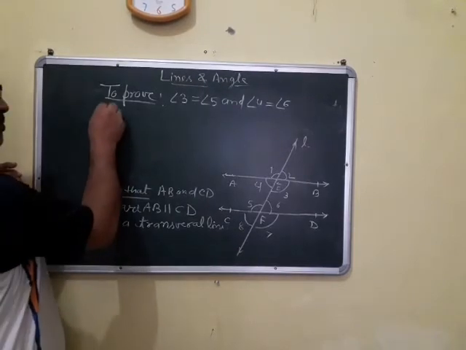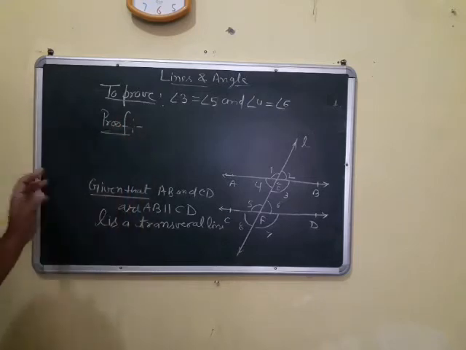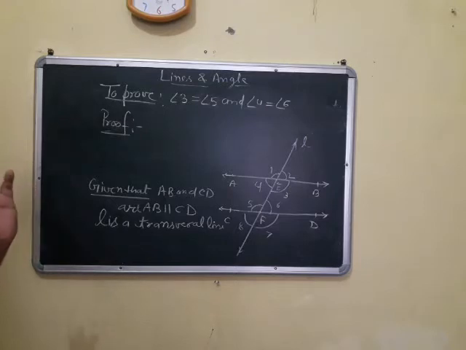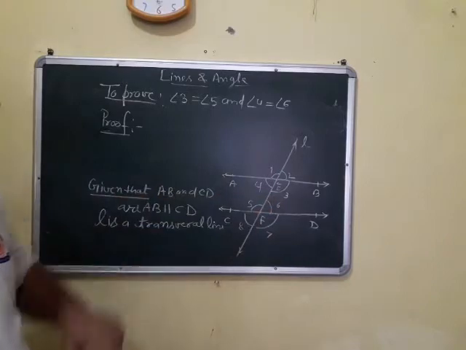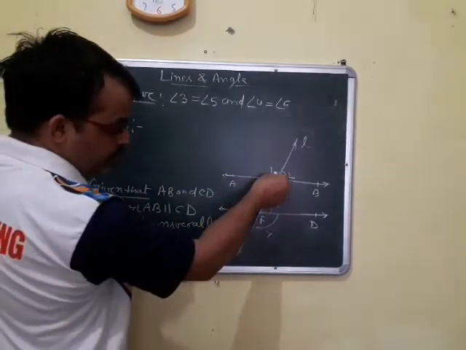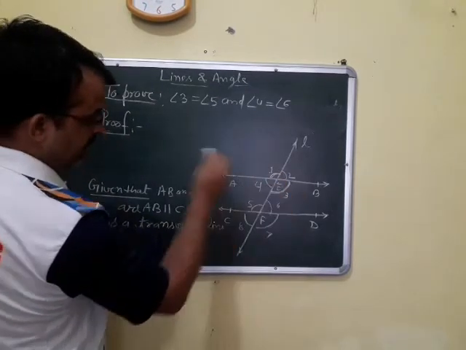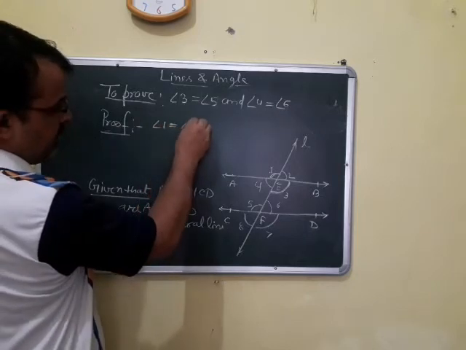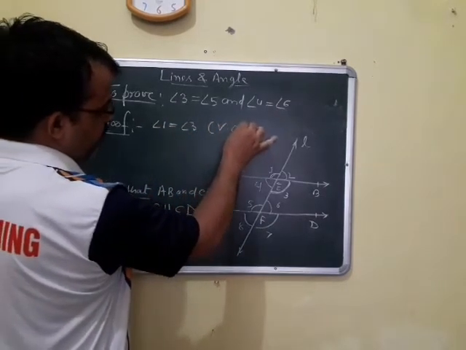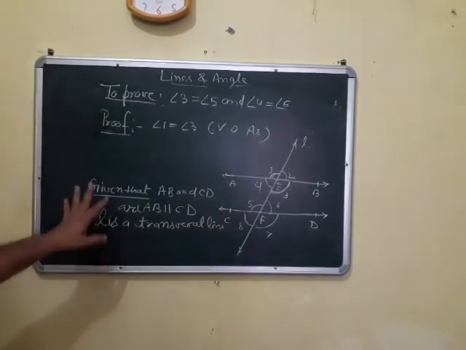Now, let's hear the proof here. Proof. First one, look at angle 1 and angle 3. What is the relation between these two angles? Angle 1 and angle 3. Both are vertically opposite angles. Angle 1 is equal to angle 3, vertically opposite angles. Clear? This one is clear.